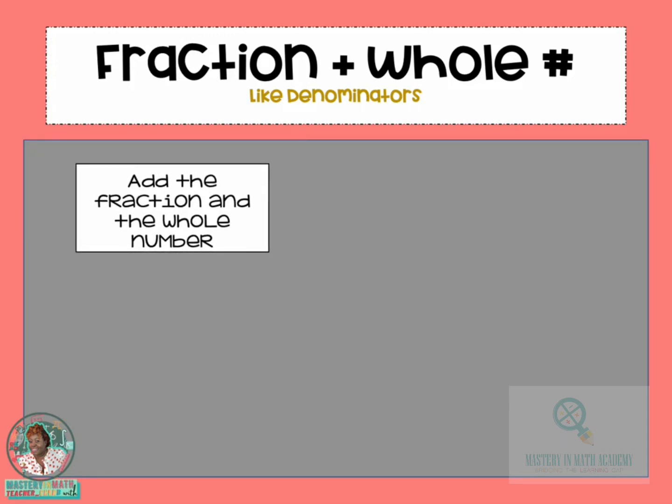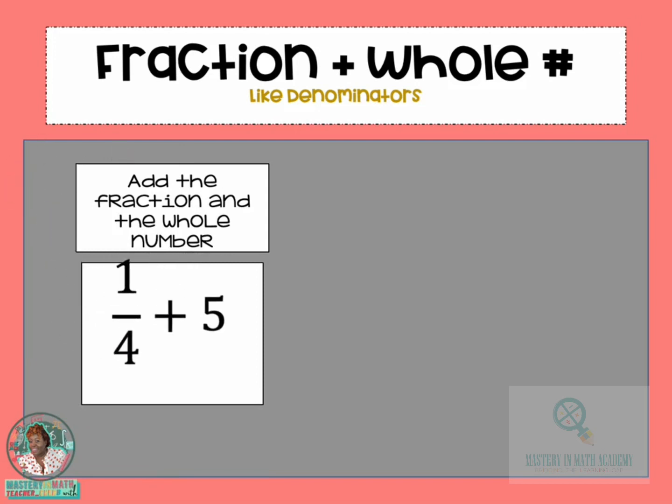So we're going to add a fraction plus a whole number, and you have 1/4 plus 5. Again, remember the rule, the commutative property. Even though you have a fraction plus a whole number, you can switch that whole number around and put 5 plus 1/4. That's going to give you the same thing.